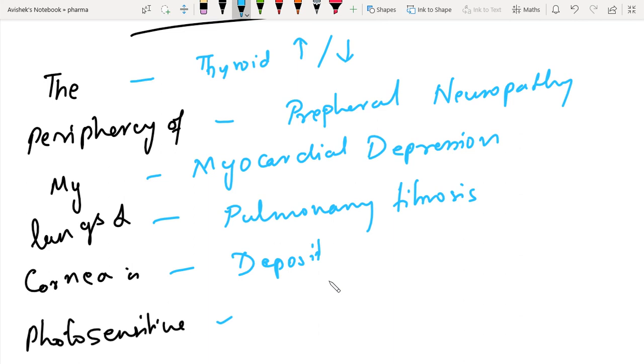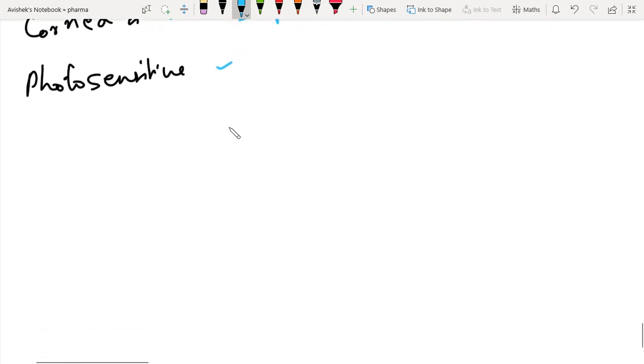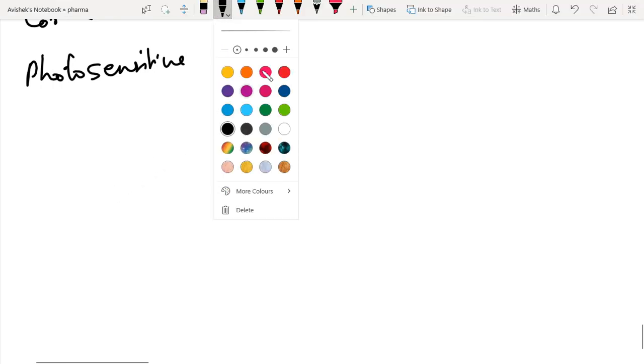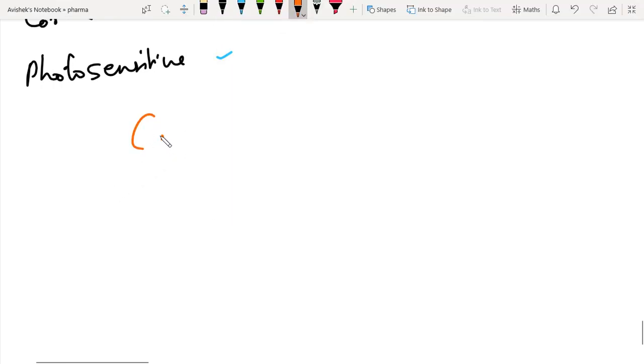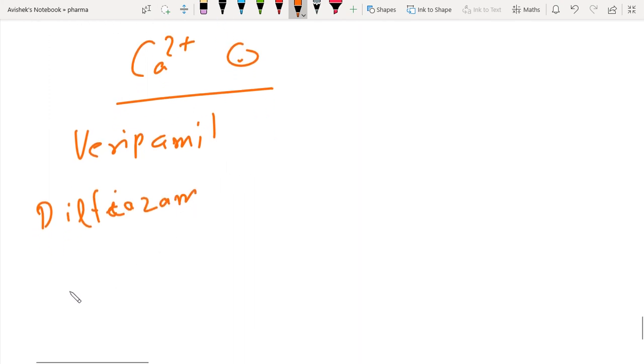Now class 4 drugs are calcium channel blockers. We have already talked about those, but we'll talk a little bit more, because we already covered them in a previous video. Those are verapamil, diltiazem, and dihydropyridines. Those end with -dipines.